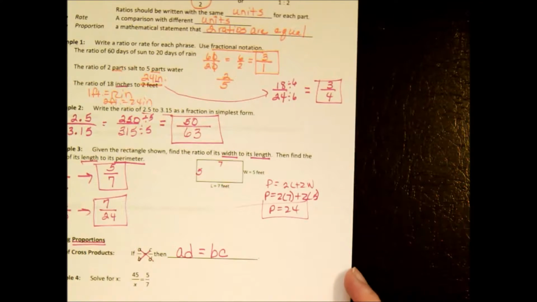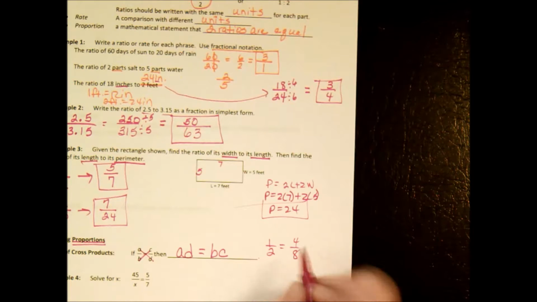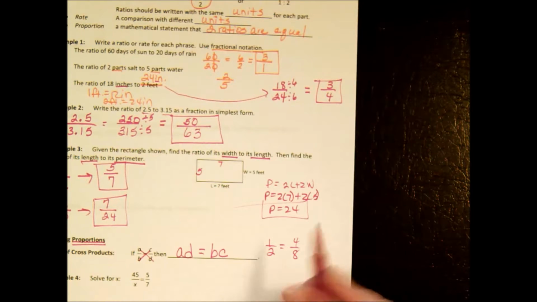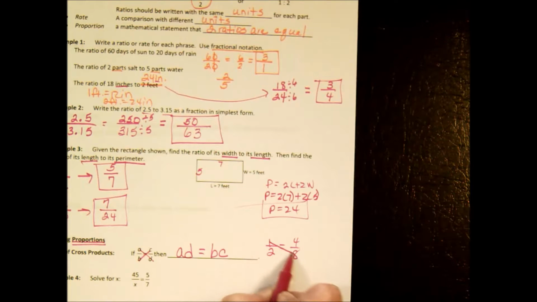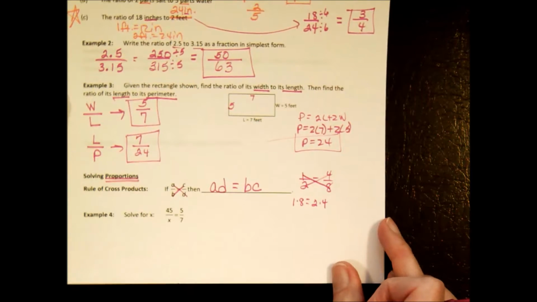Let me give you a quick example. You know that 1/2 is the same as 4/8. You know that. Those are equivalent fractions. It's also a proportion. It's 2 ratios set equal to each other. The cross products are equal. 1 times 8 is the same thing as 2 times 4. That's a true statement. So we use that idea to solve a proportion like we solve an equation.